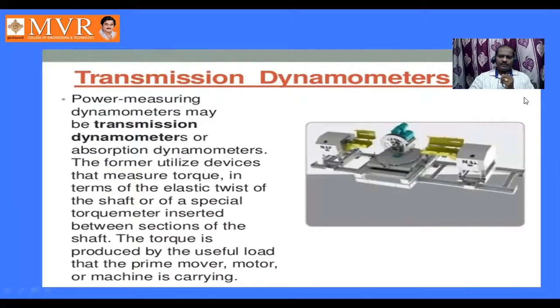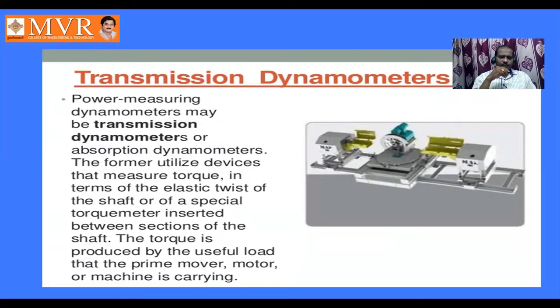So, power measuring dynamometers may be transmission dynamometers or absorption dynamometers. Already I told you there is a classification. Based upon the classification, one is the transmission dynamometer, another is the absorption dynamometer. The former, that means the transmission dynamometer, utilizes devices that measure torque in terms of the elastic twist of the shaft or of a special torque meter inserted between the sections of the shaft.